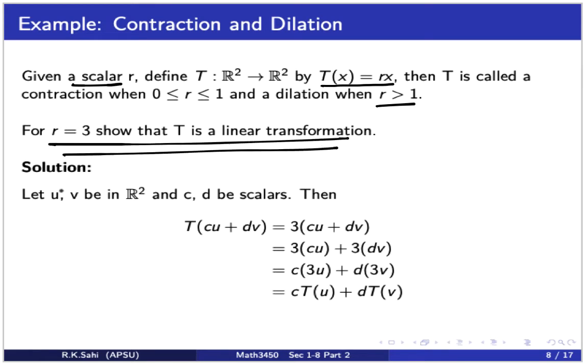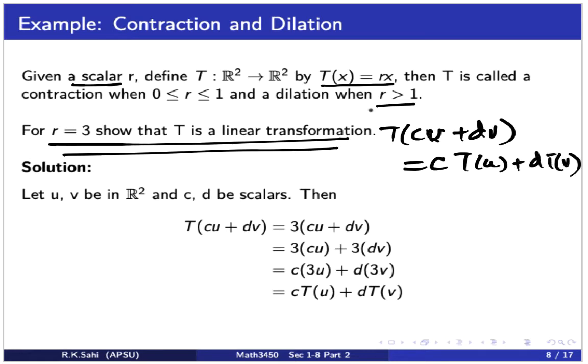In order to prove it's a linear transformation, we just have to prove T of cu plus dv equals c times T of u plus d times T of v. Remember, c and d are scalars and u and v are any vectors in R squared. Here we're taking a very specific case: T is a mapping from a two-dimensional space to a two-dimensional space. So here I am literally defining what my sets are. We have to prove this equation, that is, T is a linear transformation.